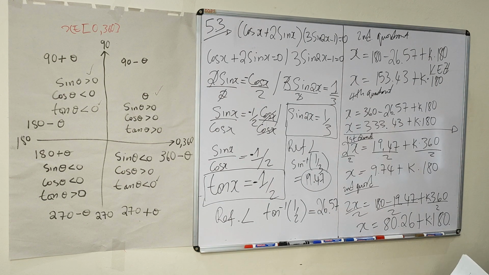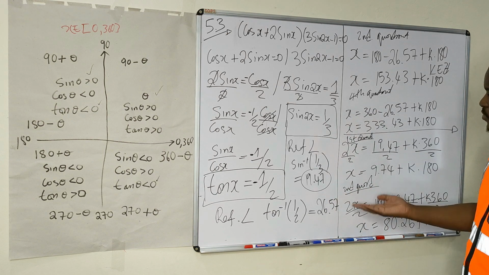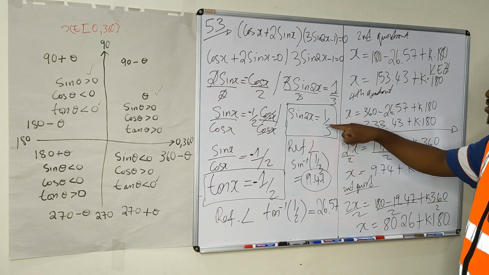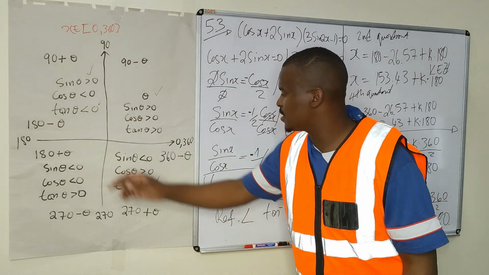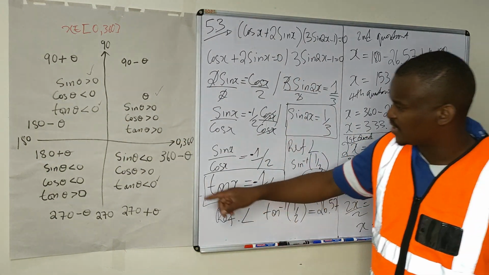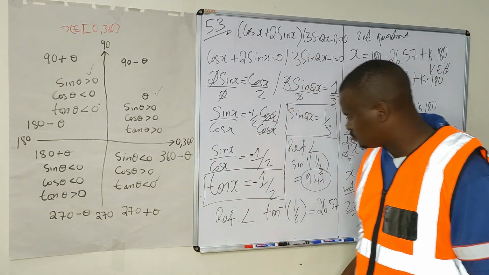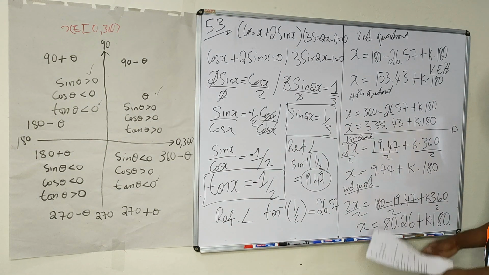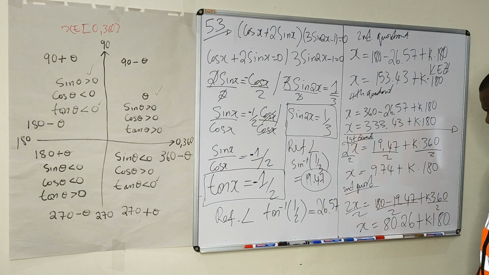Hope it makes sense. Because the most important thing is finding the reference angle. Then once you find the reference angle, you look where this thing is positive, here and there. And this one you look for where it is negative, here and there. Then do the things. So it looks something like this.